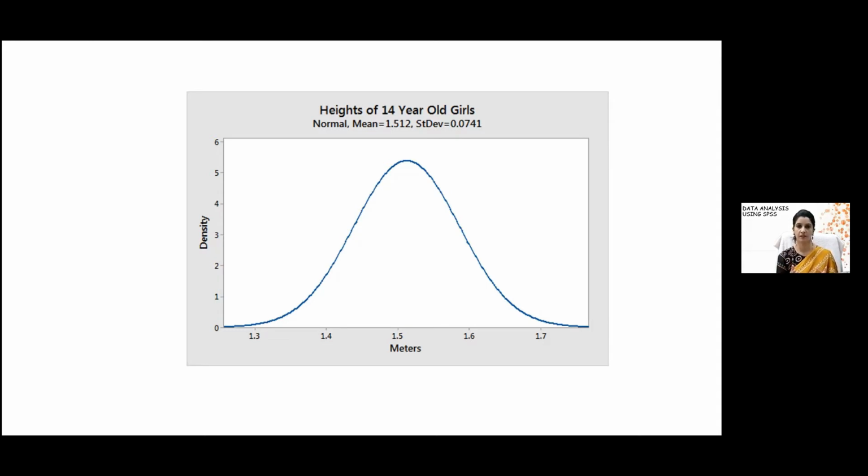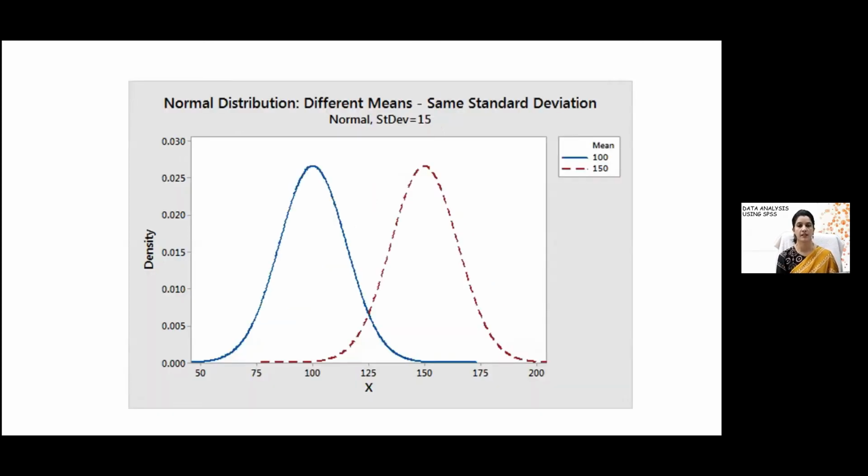Like this curve, it is the height of a 14-year-old girl, and you can see it is a bell-shaped curve where the mean is 1.5 meters and the standard deviation is 0.074. This is another graph where you can see there are two plots. Both are normally distributed. Both have the same standard deviation, that is 15, and the mean of the first plot is 15, whereas the mean of the second plot is 150. So both these graphs are normally distributed.